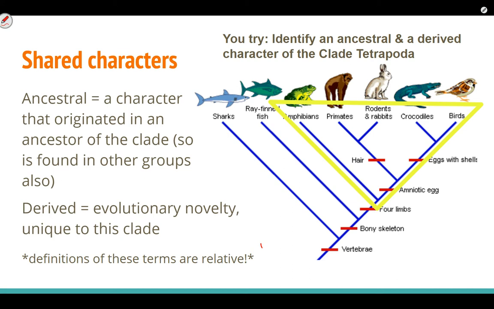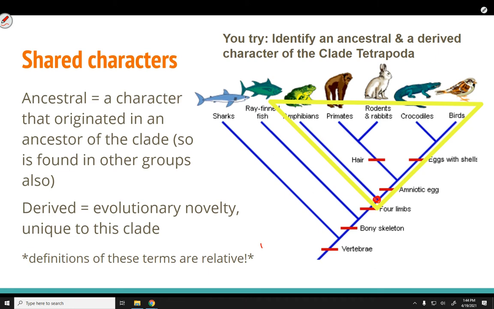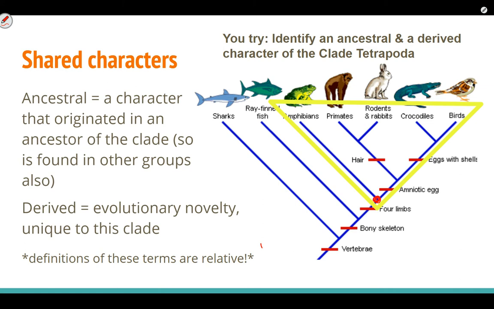So for the tetrapods, what is the derived trait? Why is it 4 limbs and not an amniotic egg? Yeah, so remember we're going from this common ancestor on. So the derived trait is the one that's unique to everything in this triangle. So it's basically the one that came most recently right before. Does that make sense? So all of those amphibians all the way over to birds have 4 limbs.